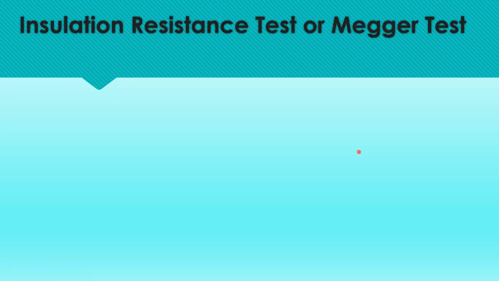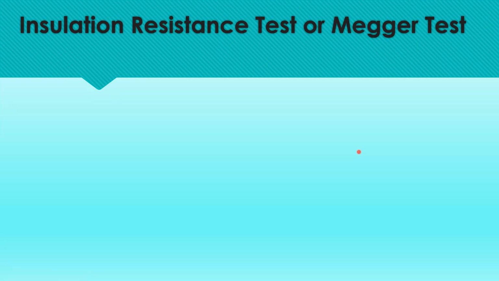Insulation resistance test or Megger test. So why do we have to do this insulation resistance test? The insulation will degrade due to moisture content, due to aging, due to over application of use, due to mechanical and electrical stress, and due to dust particles. So these are the reasons the insulation resistance may get degraded.